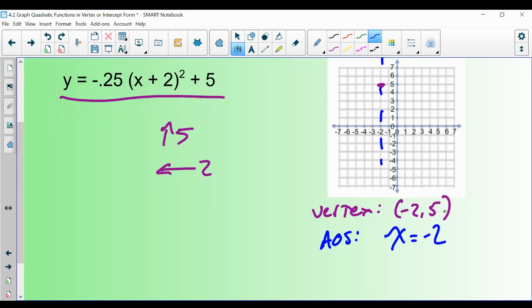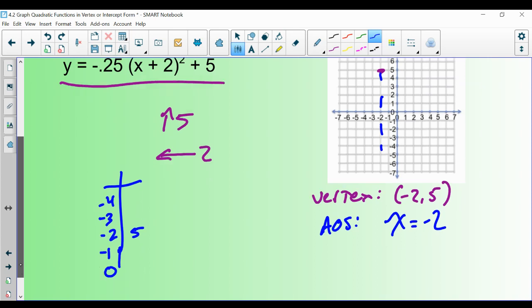And then we need some additional points, right? All we know right now is where the vertex exists at, but we don't know any additional points. So what we're going to do is make a t-table. Go ahead and put the vertex in the middle, negative 2, comma 5. What's a little bit greater than negative 2? 1 unit greater than negative 2 would be negative 1, and then 0. And then smaller would be negative 3 and negative 4. Remember, I'm going to be able to reflect this over this line.